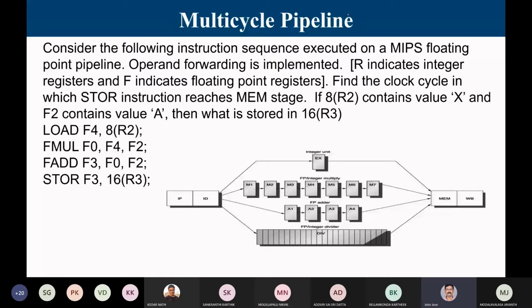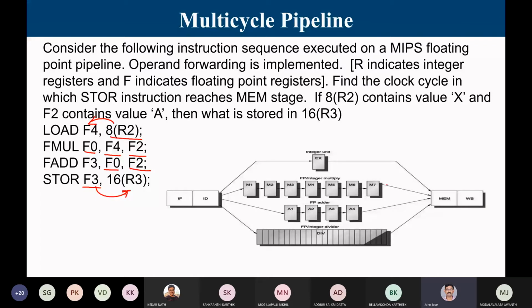So we have a load instruction where the address is computed and from there a floating point value gets loaded to F4. Now F4 is multiplied with F2 and F0 is the result. F0 is added with F2 and the final value is in F3, and that gets stored in 16 of R3. And this is the floating point pipeline that is being used.